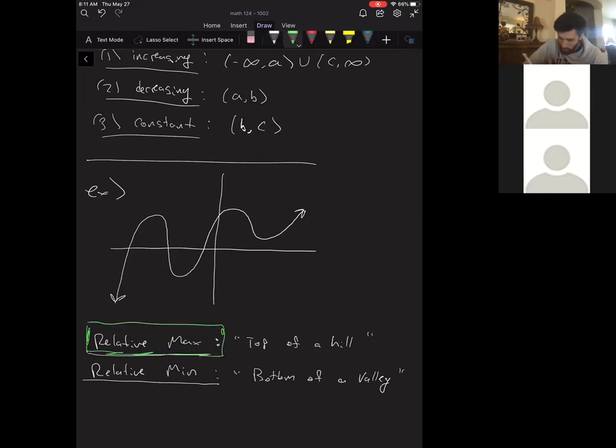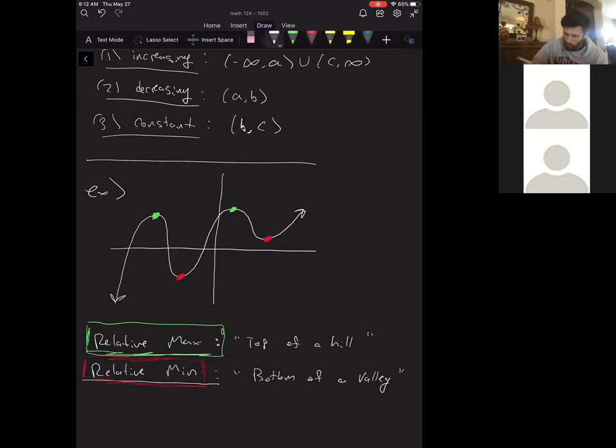The relative maxes in here are going to be this point, that's the top of the hill, and this point right here, that's the top of a hill. And that's all we have. Now let's do the relative mins in red. If you look at the relative mins, all it is is the bottom of a valley. So we have a little bottom piece right here, and then we have a piece right here. As far as relative max and min go, that's basically it. Just definitions to have memorized.